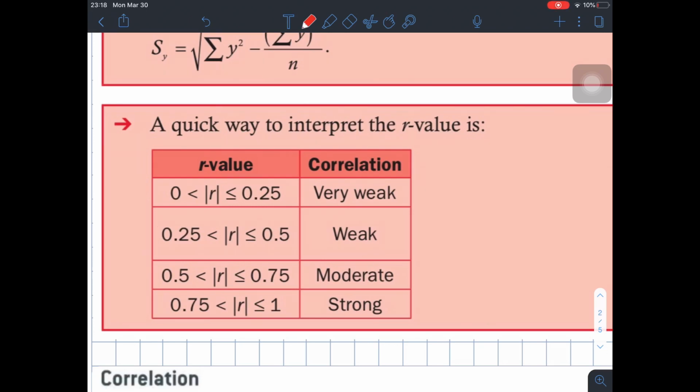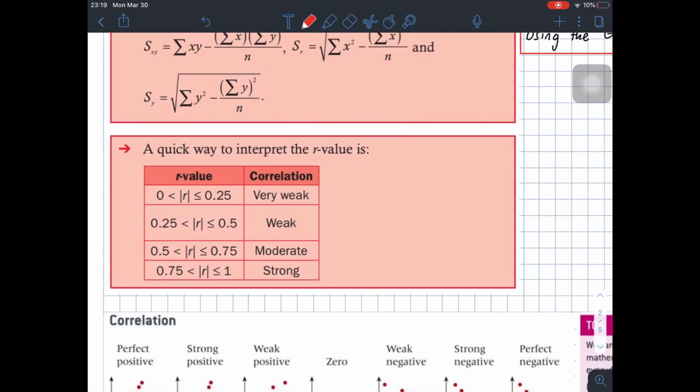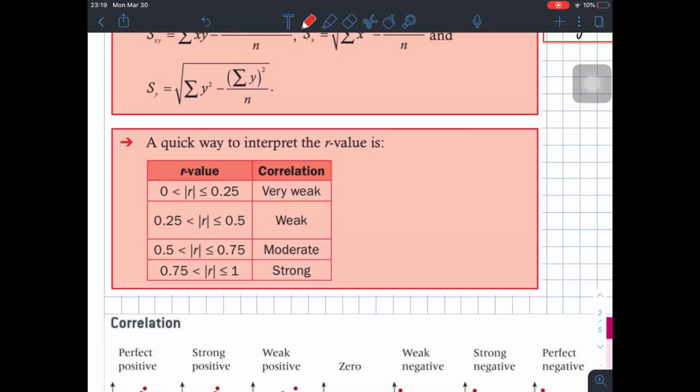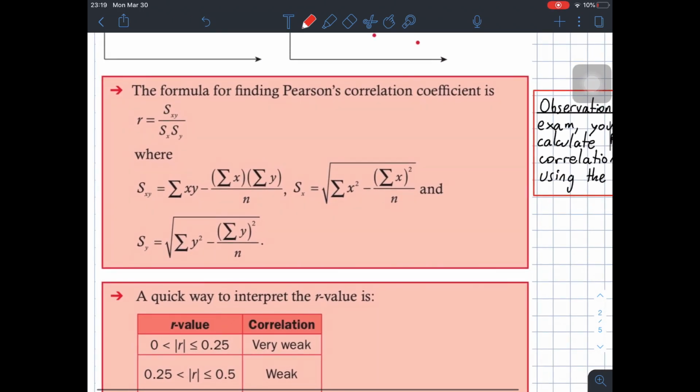the variables. If the absolute value of r is between 0.5 and 0.75, it's a moderate linear correlation. And finally, if it's between 0.75 and 1, we're talking about a strong correlation between the variables. And if it's exactly 1 or -1, we're going to say that it's a perfect linear correlation. Okay, so that's the way to classify the correlation between the variables depending on the r value.